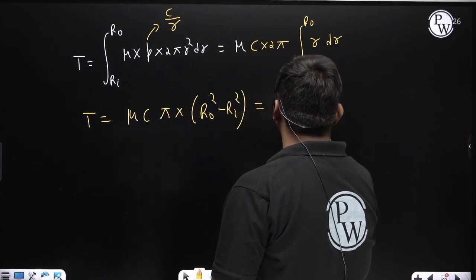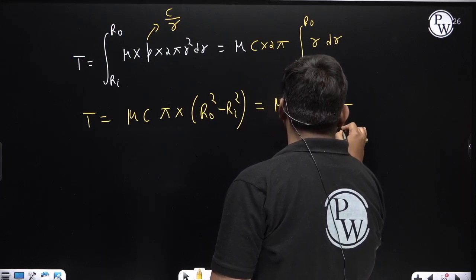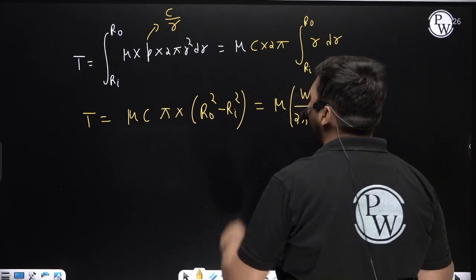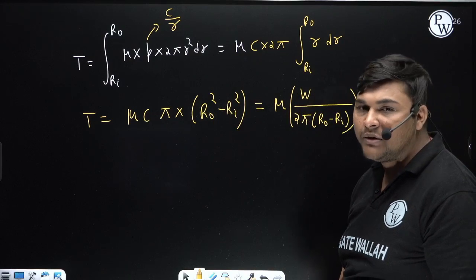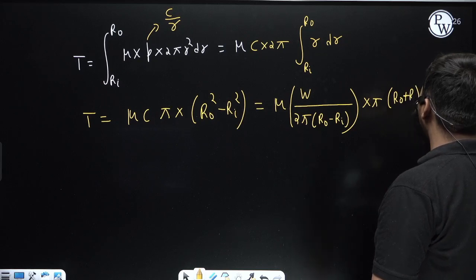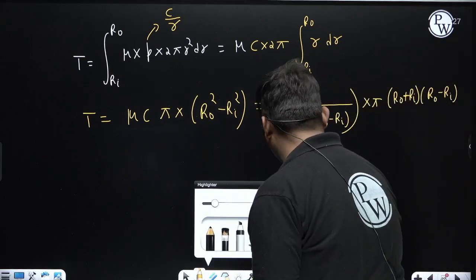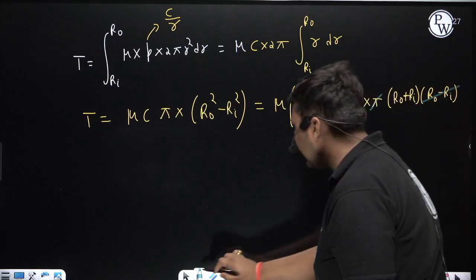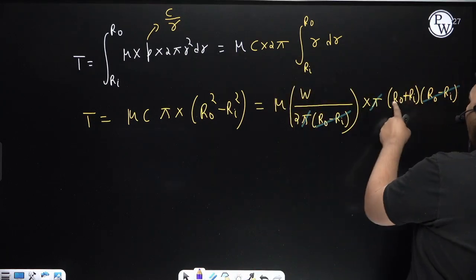What will be this equation? Mu into C, where C is W upon 2 pi (R naught minus Ri), into pi into (R naught square minus Ri square). It is like A square minus B square. The expression of A square minus B square is (A minus B) into (A plus B). So it will be (R naught plus Ri) into (R naught minus Ri). Now it is mathematics. This R naught minus Ri term will get cancelled. This pi will get cancelled. And if you simplify, the relation will become mu into W divided by 2, into (R naught plus Ri).